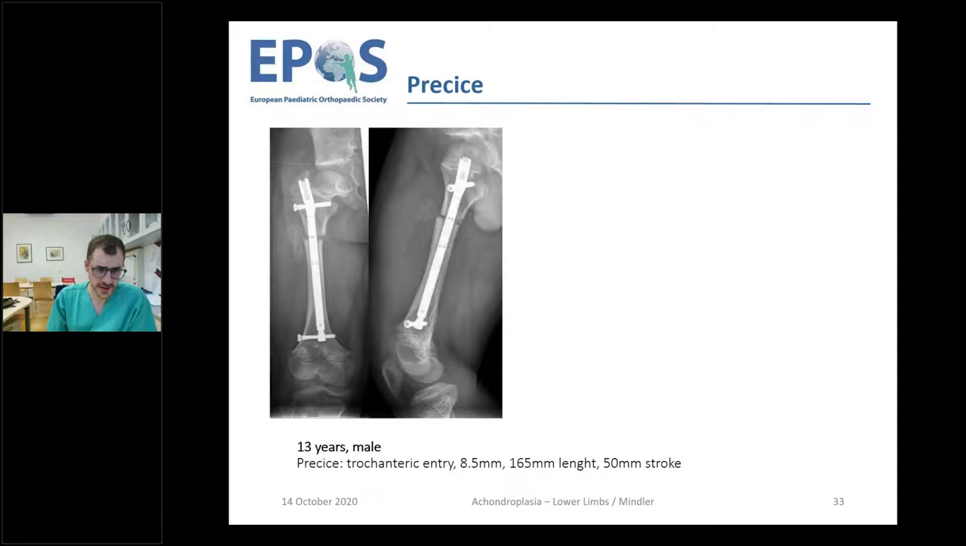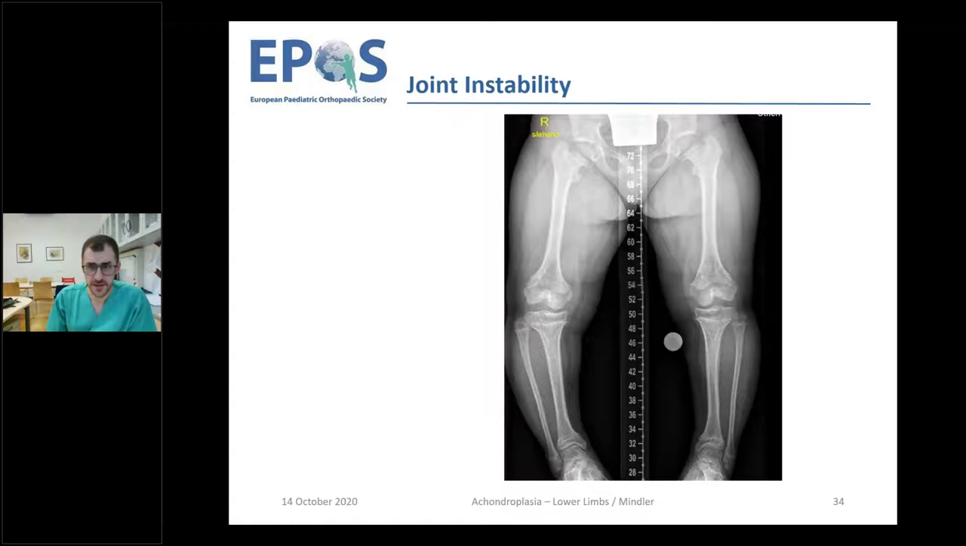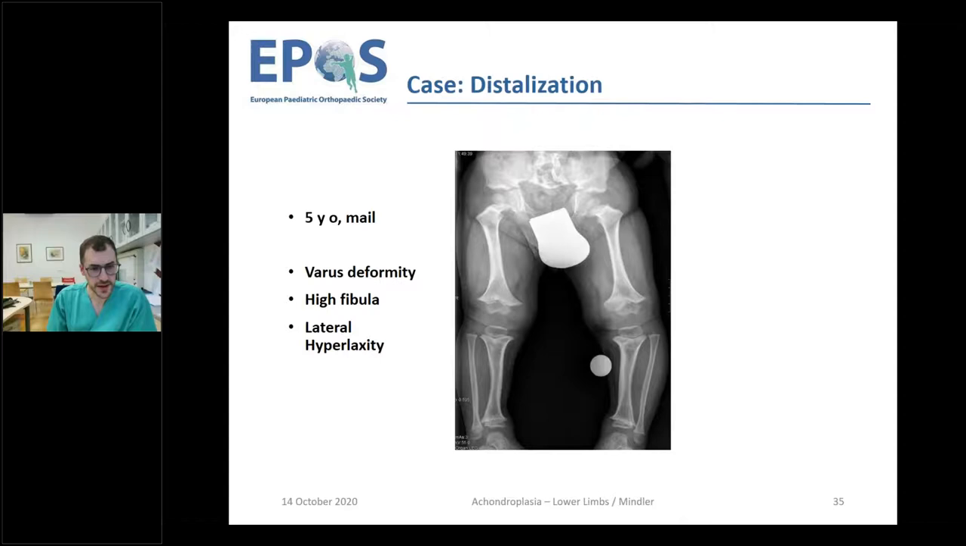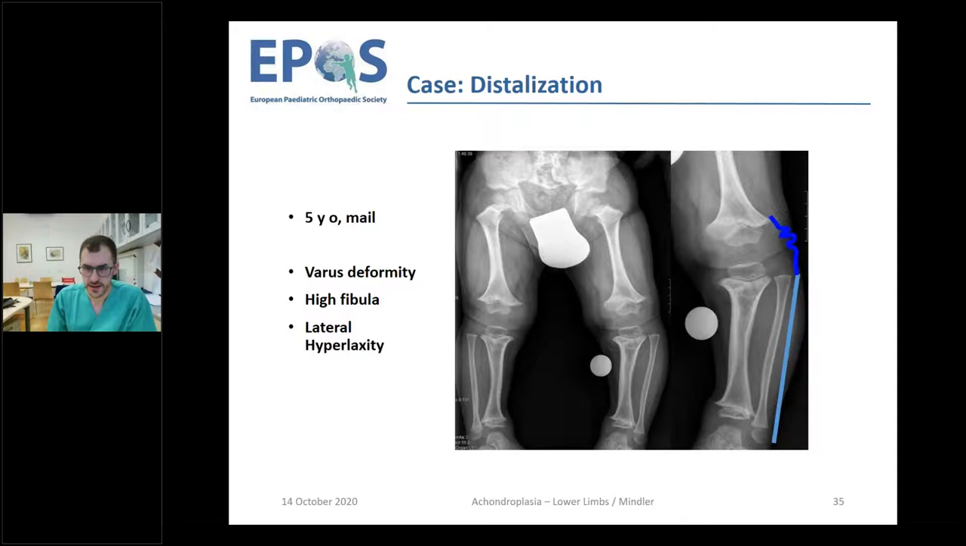Joint instability is a very important topic in achondroplasia. Check the AP X-ray and you will see an increased JLCA, that means a sign of lateral collateral ligament instability or overlength. And we can do a distalization of the fibula head to tighten the lateral collateral ligament. This has been reported in studies before.